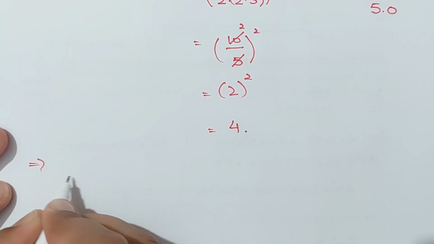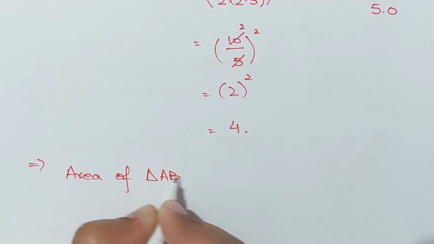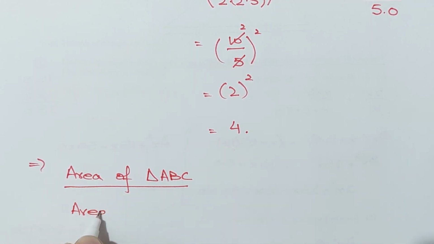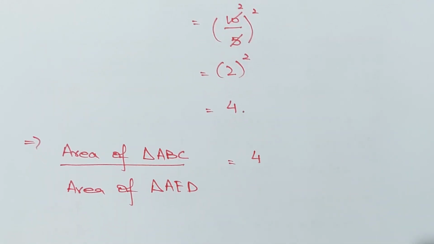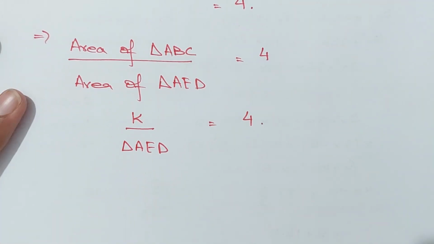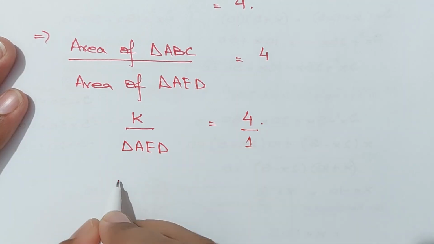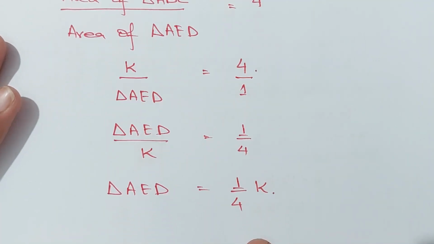All right. So we can say area of triangle ABC over area of triangle AED is equal to 4. The area of triangle ABC is given, which is K. K over area of triangle AED is equal to 4. Now do the reciprocal on both sides. Area of triangle AED divided by K equals 1 by 4. So the area of triangle AED would be equal to 1 over 4K. So we got this area.